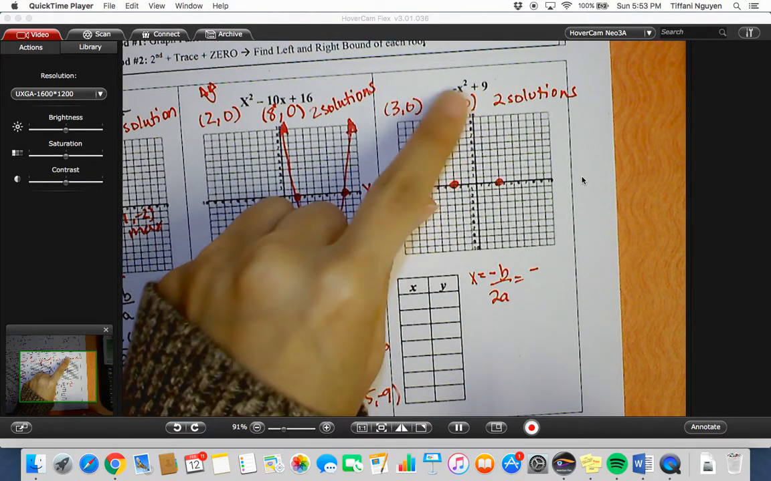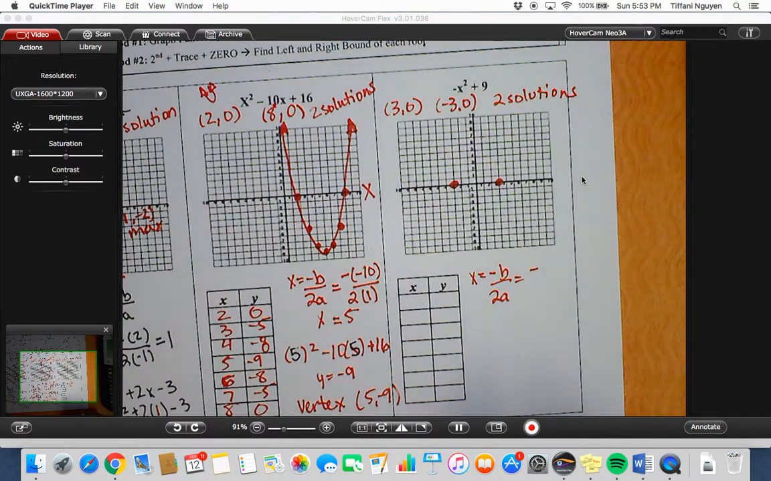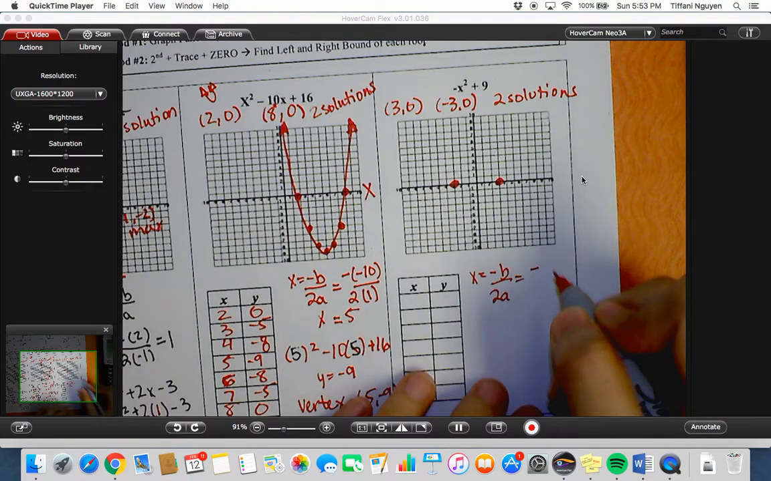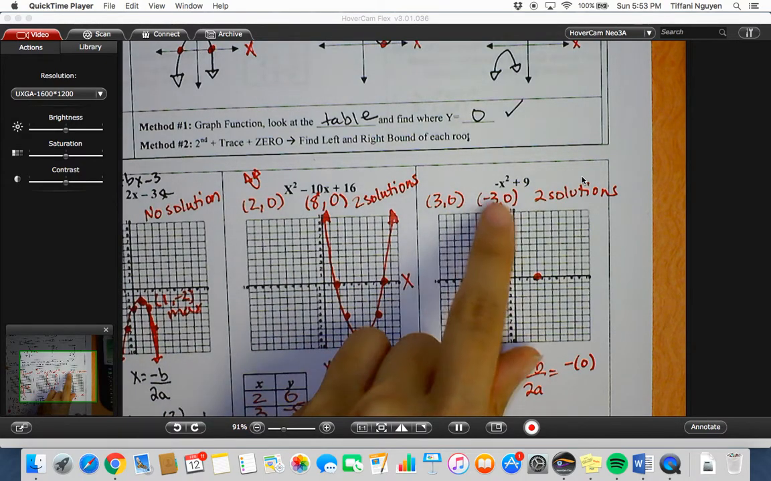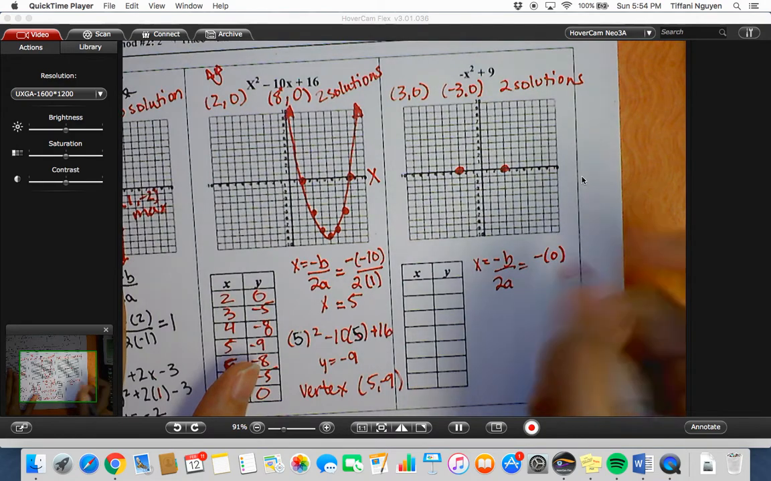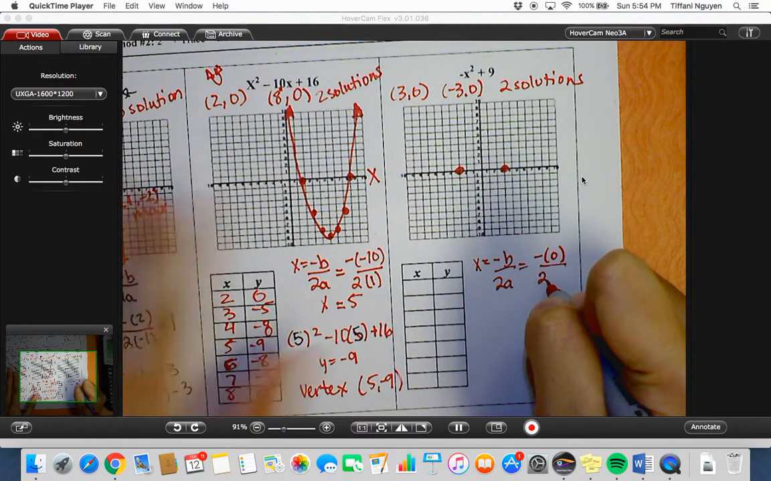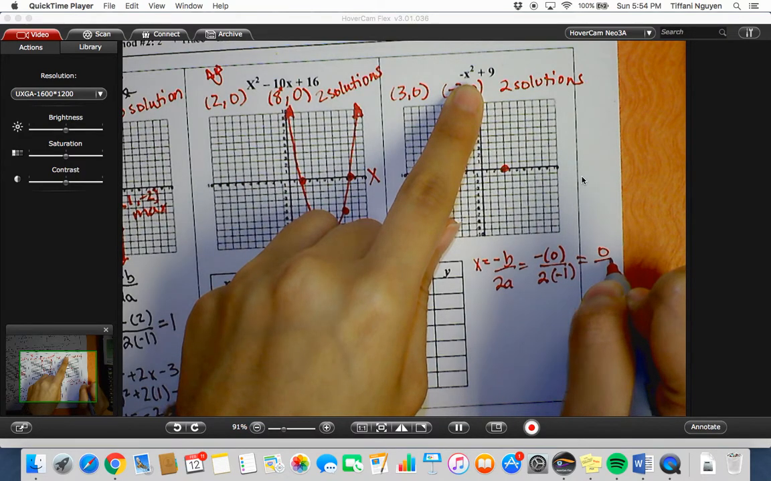My b value, do we have a b value? We don't have a b value. So it's going to be negative 0. B is next to an x, and there's no number next to an x over here, so it's going to be 0. Over 2 times negative 1. So I have 0 over negative 2.